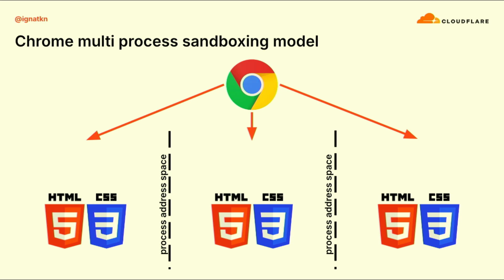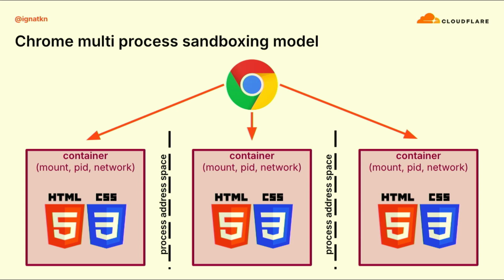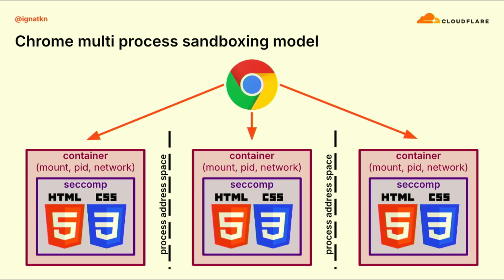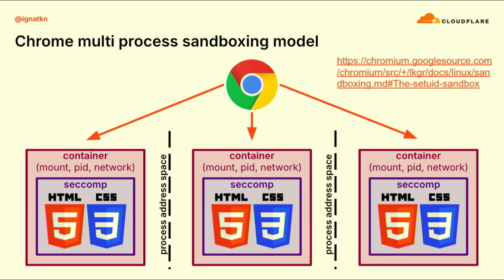Then on top of that, they put each process into an unprivileged container, with some namespaces like mount, PID, and network. And on top of that, they also wrap it in a seccomp profile. Especially the component that parses HTML, which is untrusted input from the network, has a very limited view of your original file system, almost nothing. And if you're interested in details, they have a page written about it.